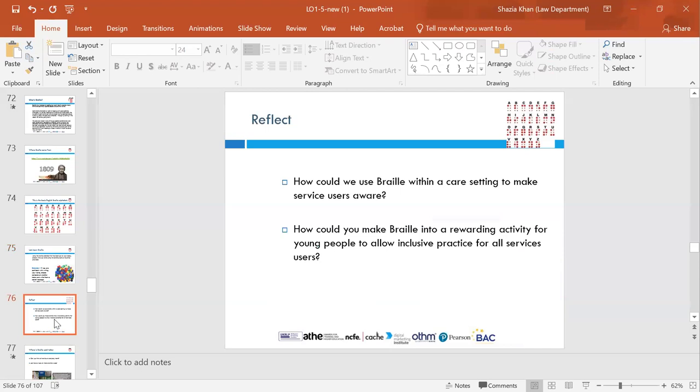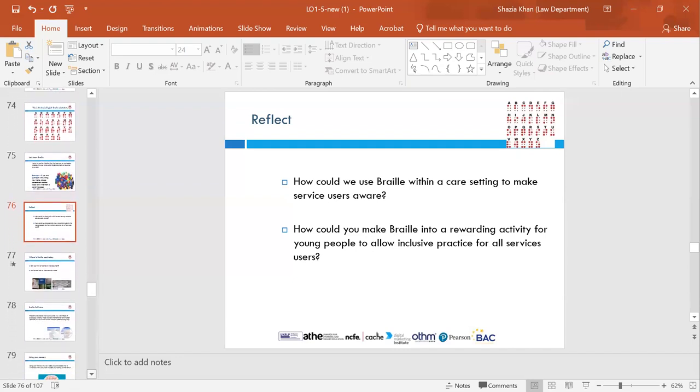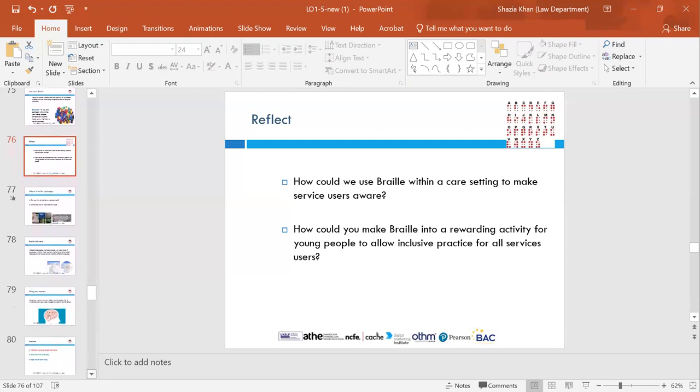Reflect: how could we use Braille within a care setting to make service users aware? And how could you make Braille into a rewarding activity for young people to allow inclusive practice for all service users? So this is something to think about and reflect on. How can it be used in the care setting? It is used nowadays, quite a lot today. And how can you make it interesting for young people to use it? So it's something that needs to be looked into and can be identified. So reflect on that.